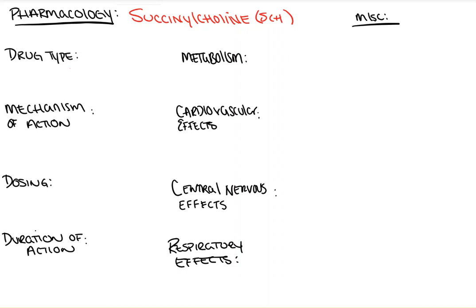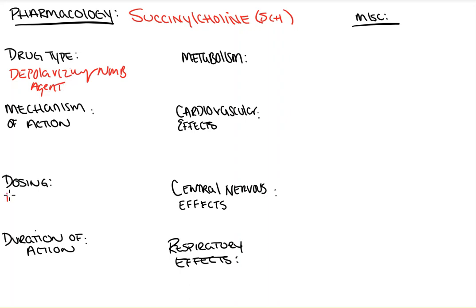As always, we're going to take a look at our general outline for all of our pharmacology videos. This one is a little different because miscellaneous takes up a pretty good amount of it, which is what we're going to look at in part 2. So, let's get started. The drug type in this case is a depolarizing NMB, or a neuromuscular blocking agent.